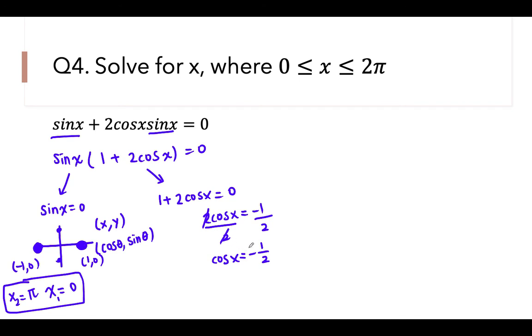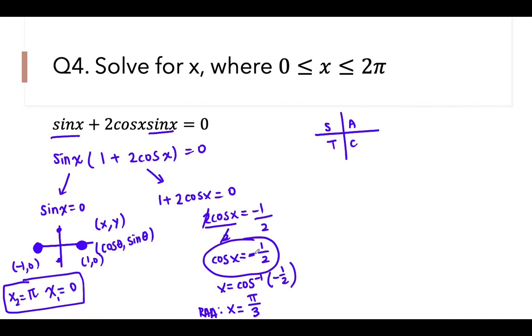So I'm going to do an inverse. x is equal to cosine inverse of negative 1 over 2. And when you punch it in your calculator, you're going to get pi over 3, which is 60 degrees. Now, after you find the related acute, we need to figure out the CAST. So in which quadrant is my cosine going to be negative here?